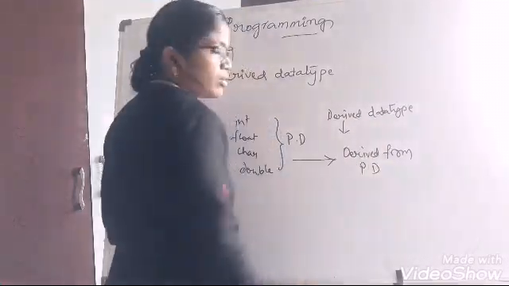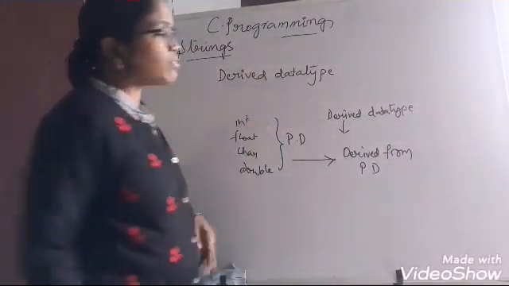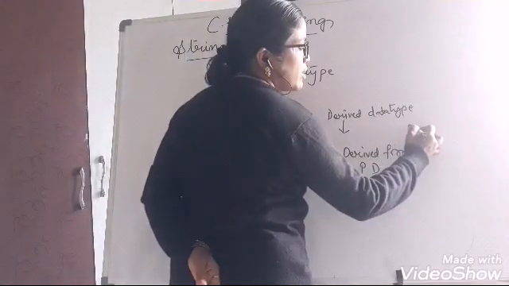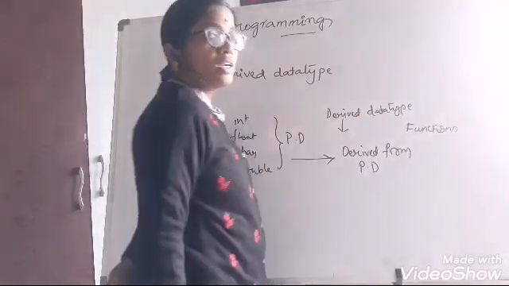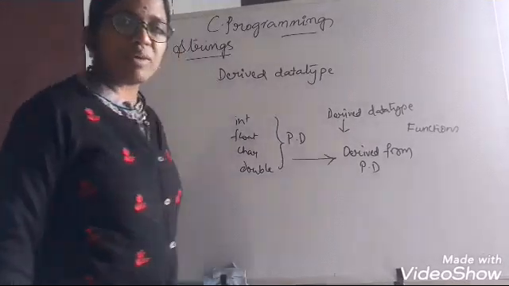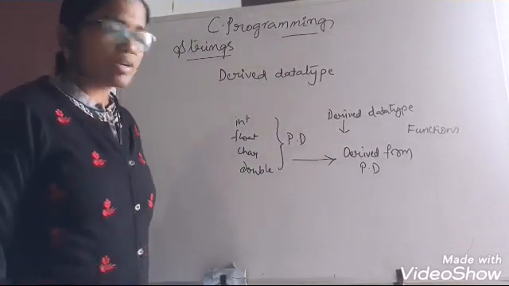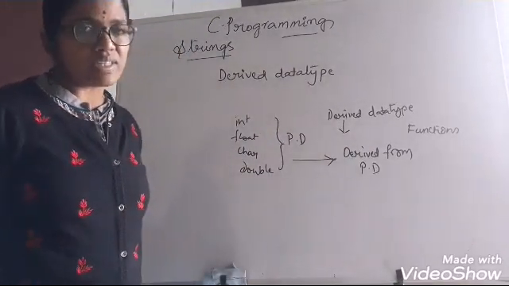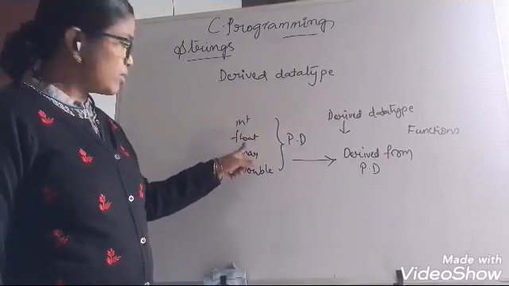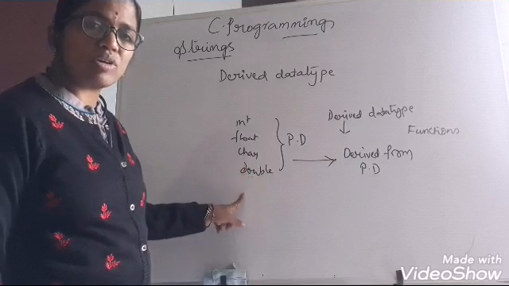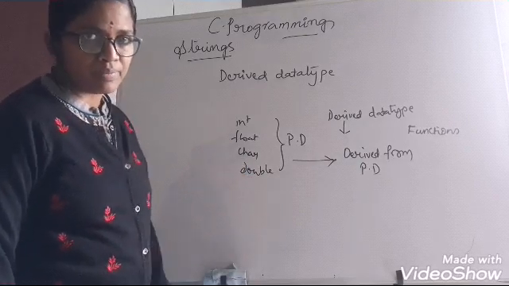So what are the things we have learnt already? We have learnt that function is a derived data type. Depending on the return type, what we pass, we call a function as a derived data type. A function can be of type integer, or it can be a type float, or it can be a character, or it can be a double.